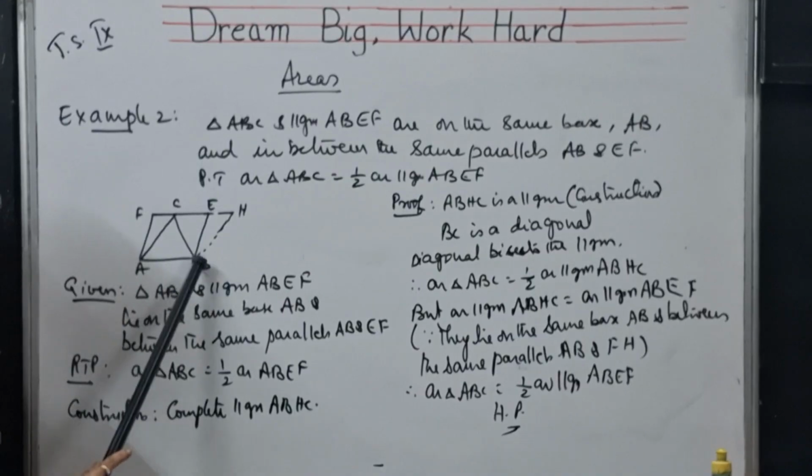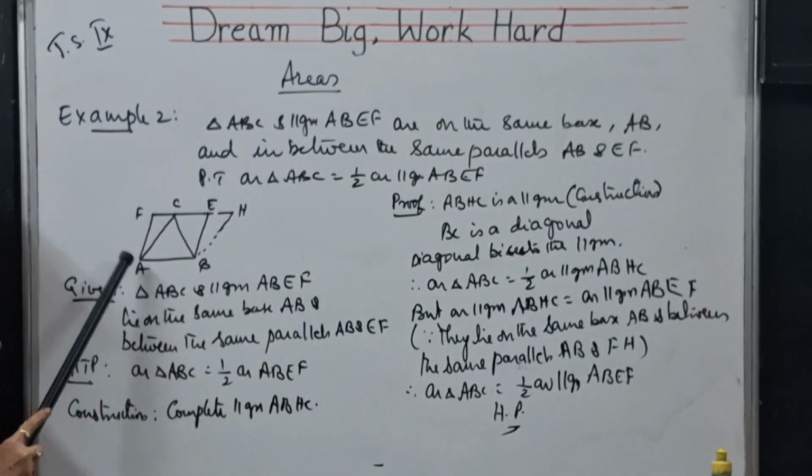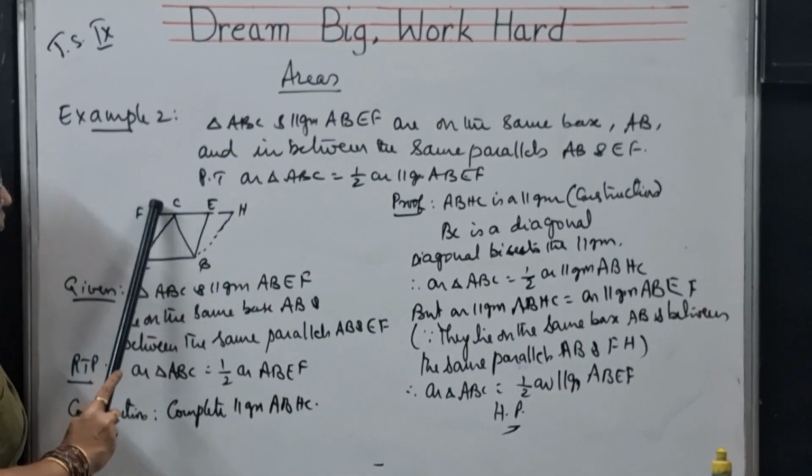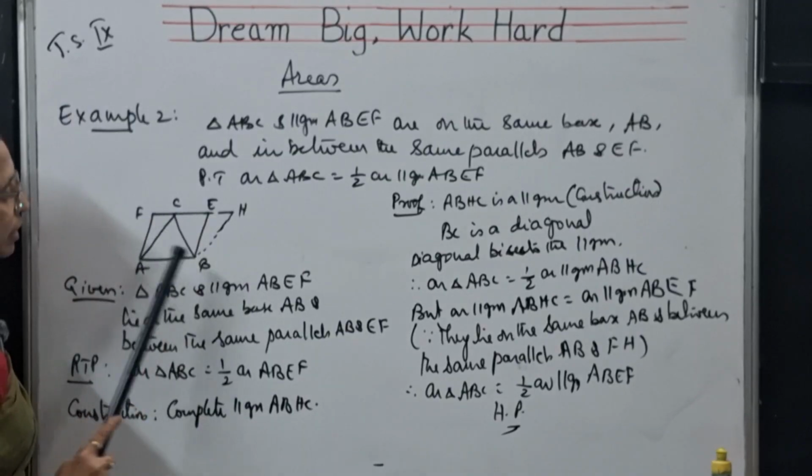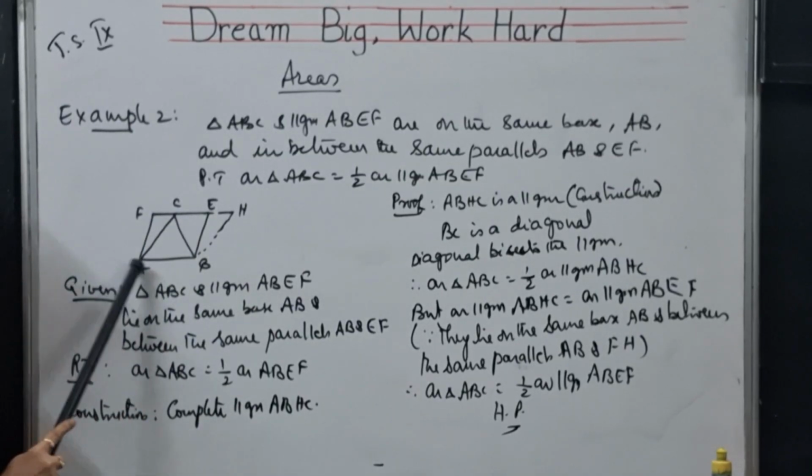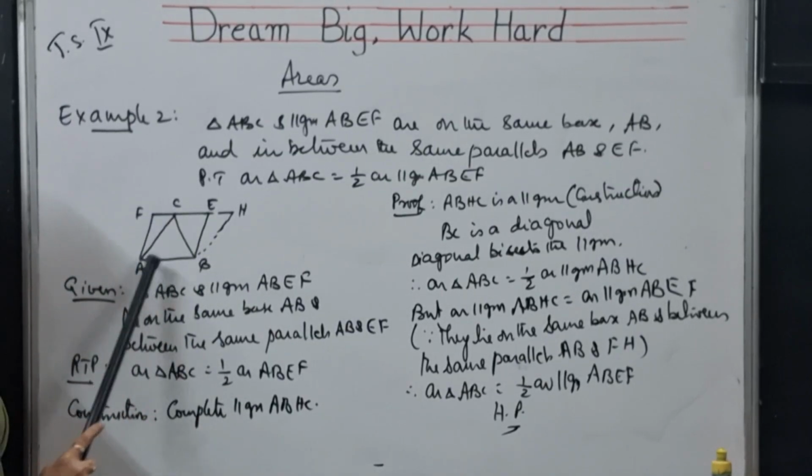ABC is a triangle, ABEF is a parallelogram which are lying on the same base AB and in between the same parallels EF and AB. We need to prove that area of triangle ABC is half of area of parallelogram ABEF.